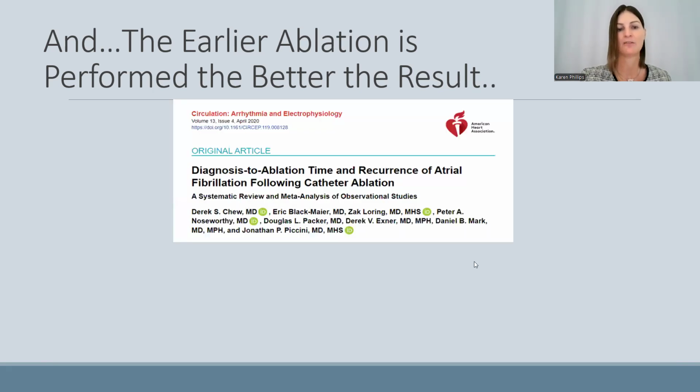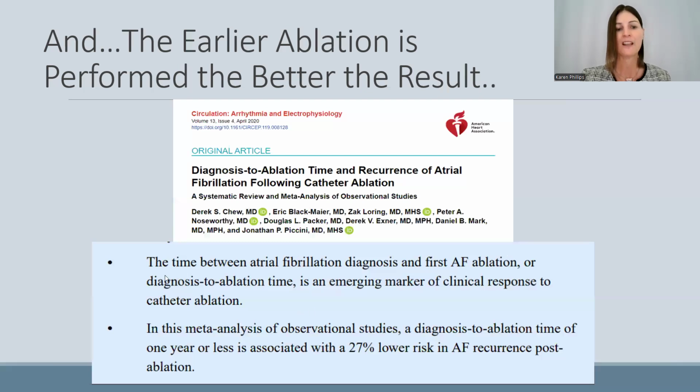So why early ablation? Well, there's a bit of talk around this diagnosis to ablation time. Even for patients who are probably planning on having ablation at some stage, the less AF you let them have, and the earlier you get them to ablation, the more you can improve their outcomes. The time between AF diagnosis and their first ablation, the so-called diagnosis to ablation time, is an emerging marker of clinical response. If the time between your diagnosis and your ablation was 1 year or less, they found that you had a significantly lower risk of AF recurrence and better rhythm and health outcomes subsequently.